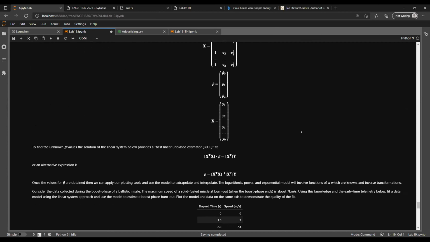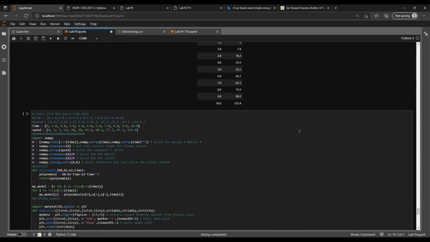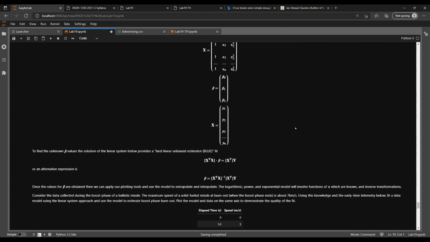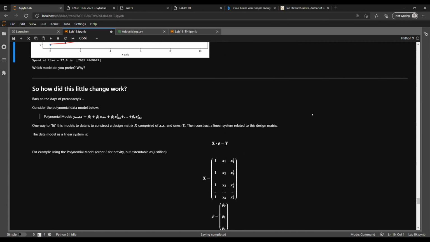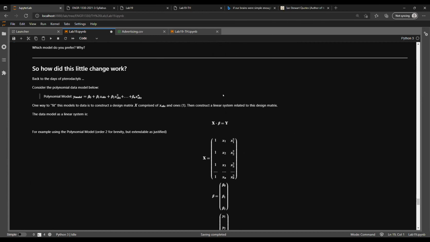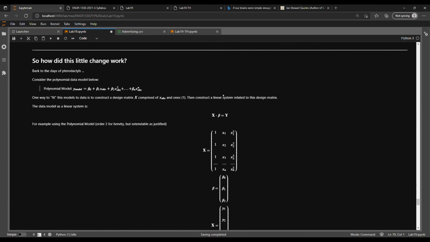So this part I really liked. I don't know if I have time to give it justice though. Oh, we'll try. So what did we change and why did it work so well?